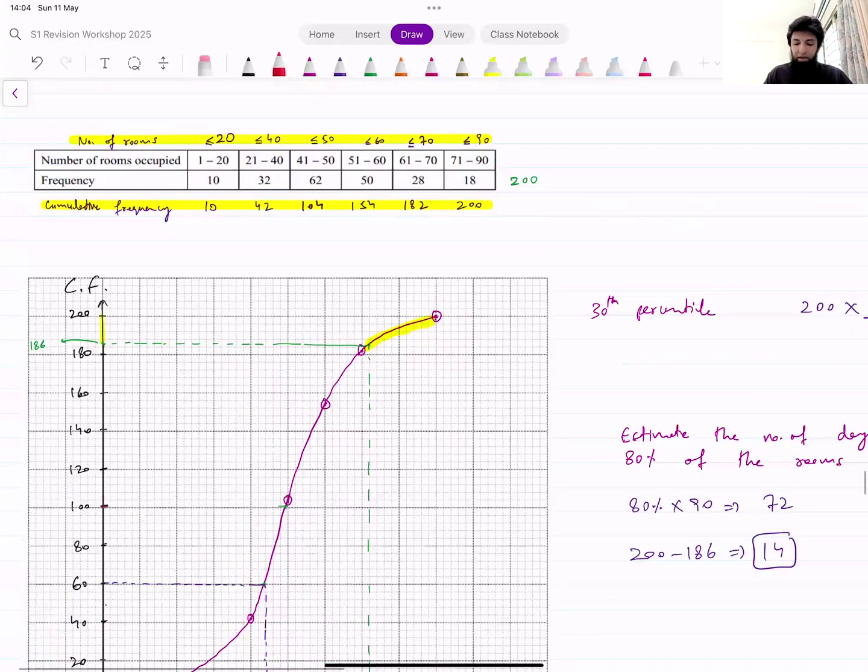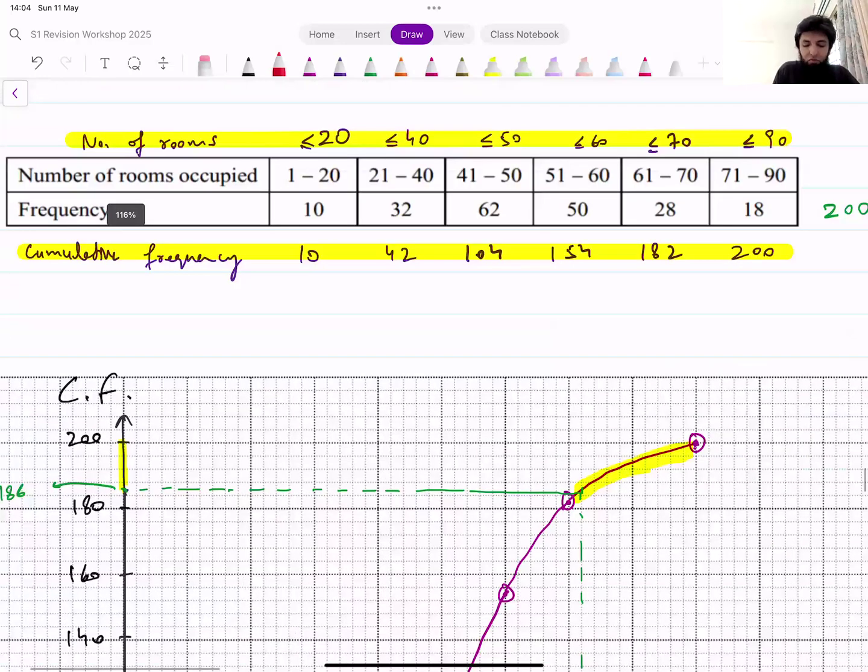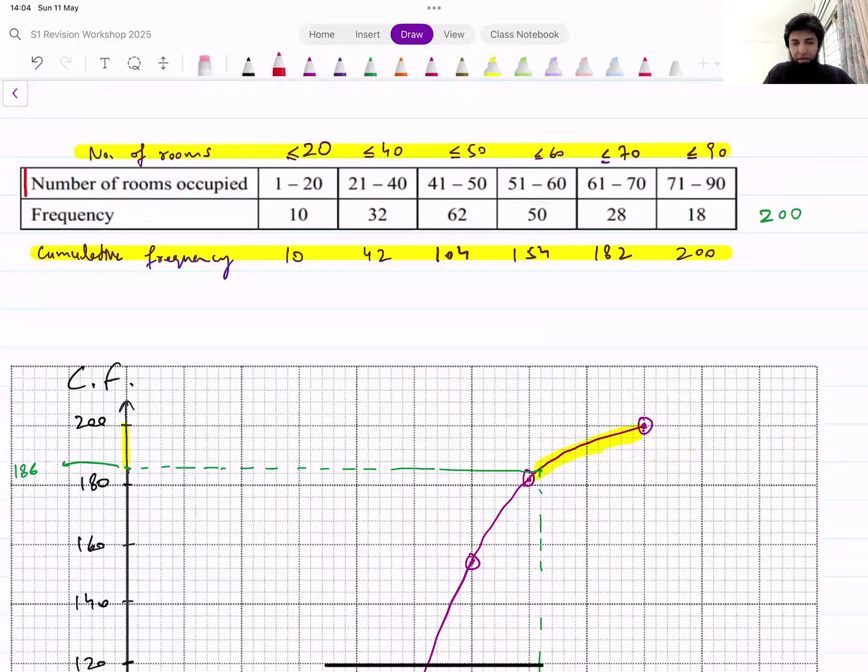Now, one very small point. In this case, the variable is number of rooms. Number of rooms is a discrete variable, right? It cannot be in decimals. The number of rooms has to be an integer. So in this case, the interval that's given is 1 to 20, so we could just say in the cumulative frequency it's going to be less than or equal to 20.